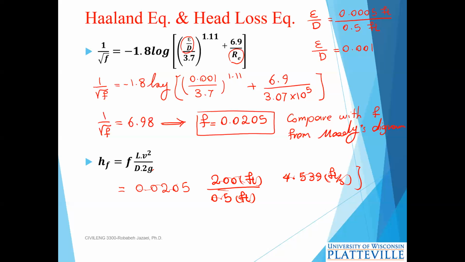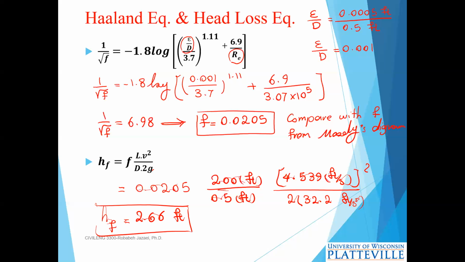Don't forget about squared. I usually forget about squared here, over 2g, and make sure to put the right gravity. It's British system, so it's 32.2 feet per second squared. So use your calculator and find head loss. Head loss is 2.66 feet.